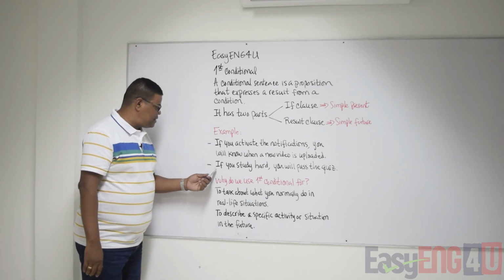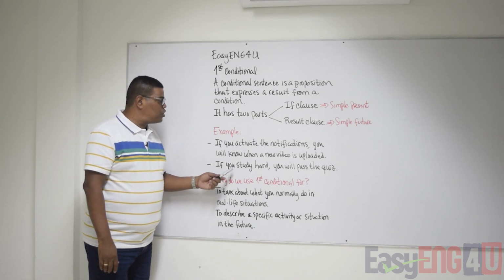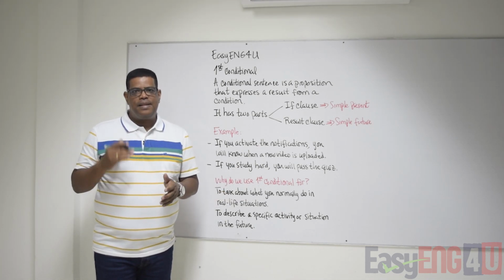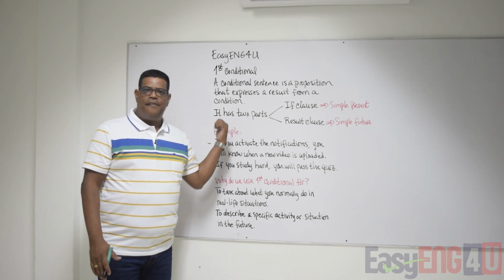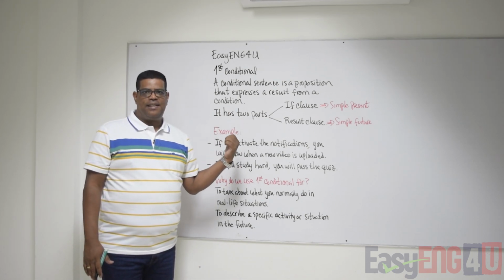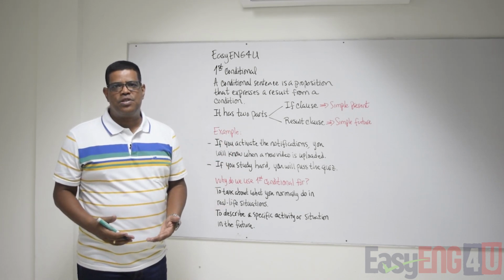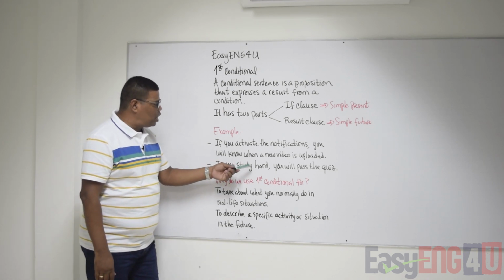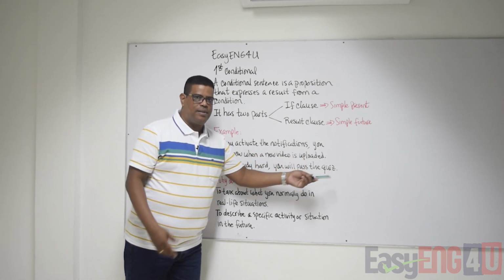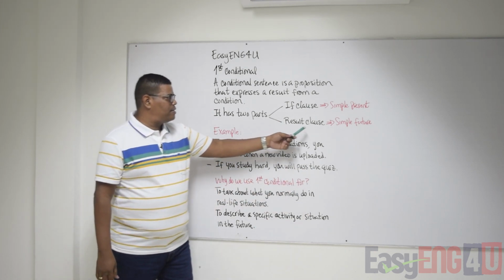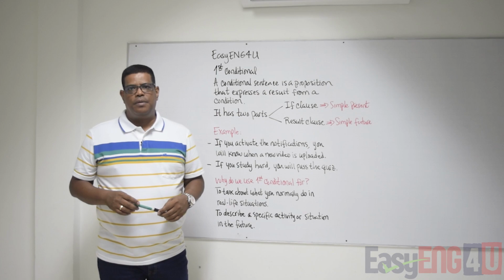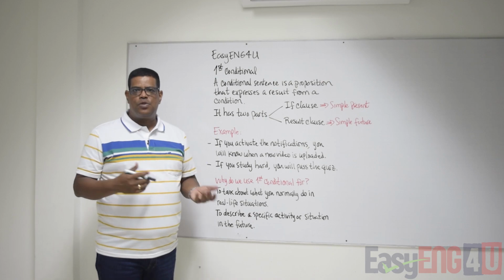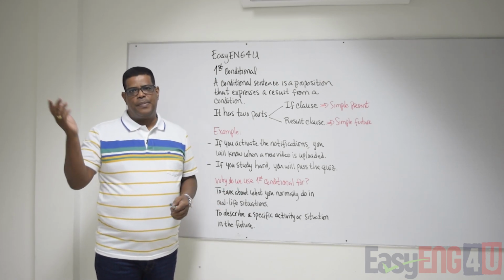Take a look at the second example here on the board. If you study hard, that's the simple present. So if you manage the simple present right now, you won't have any trouble doing first conditional sentences in English, because this is information that you already know. Let's continue. If you study hard, you will pass the quiz. Once again, the result clause will be in the simple future. Or you can use another future form, like be going to or the present continuous to express something in the future.